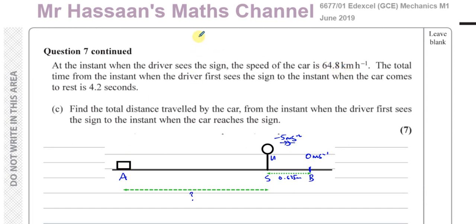Now, I'm going to change this speed. I don't like the speed in kilometers per hour because all our work is in terms of meters and seconds. So let's change this into meters per second. To change kilometers to meters, we multiply by 1,000. Then we want to change from hours to seconds. Because it says per hour, we have to divide by 60 squared: hours to minutes is times 60, and minutes to seconds is times another 60.